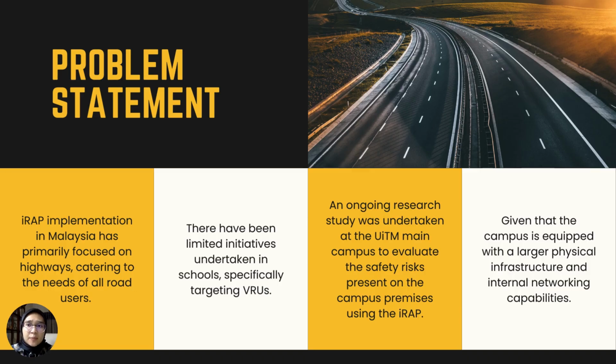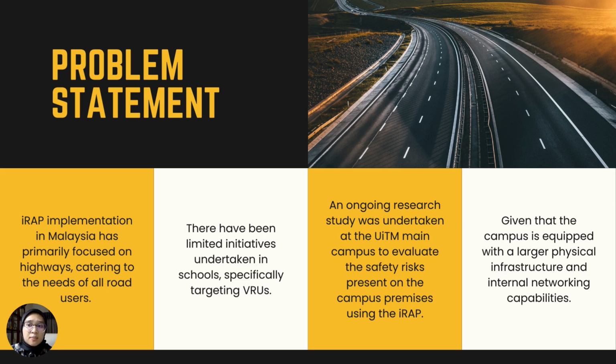Did you know that iRAP implementation in Malaysia is mainly focused on highways and schools? For highways, iRAP is conducted on all road user groups, while in schools, it targets vulnerable road users. An ongoing research study was undertaken at the UiTM main campus to evaluate the safety risk present in the campus environment using iRAP. However, the study requires some adjustments to suit local needs.